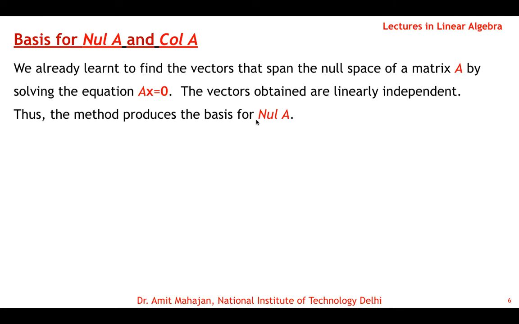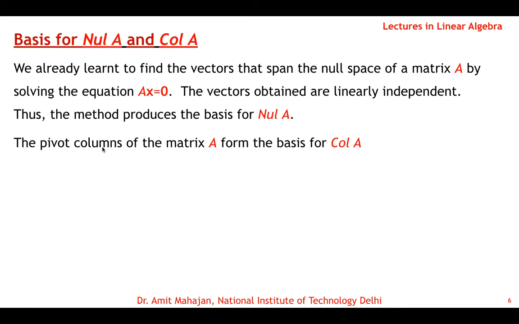Now the other side is the column space A, and we know that column space A is the set of linear combinations of all columns of A. So if there are any dependent columns, we can remove them, and the remaining columns will form the basis. That means the pivot columns of A form the basis for the column space A.